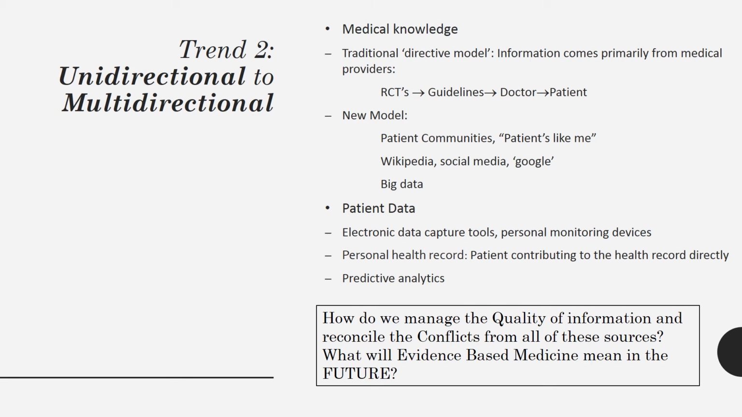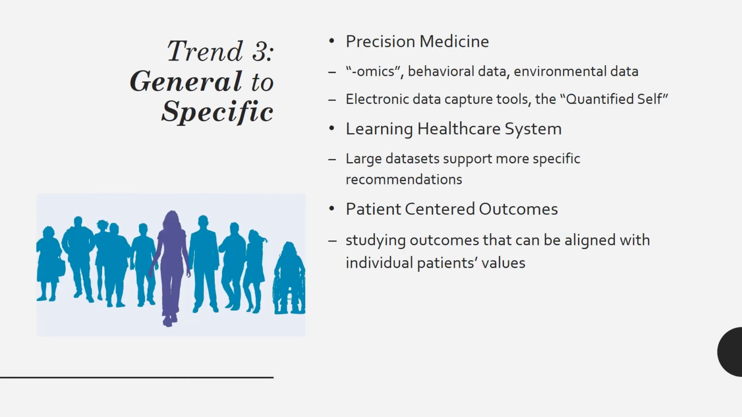And of course now, with big data and predictive analytics, we have not only the data that we collected, but we have the data that we predict from the data that we collected. So you see a lot of different sources for information and a lot of opportunity for those sources to conflict. So how do we reconcile those conflicts, and what does evidence-based medicine look like in the future?